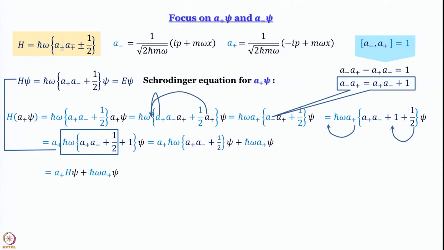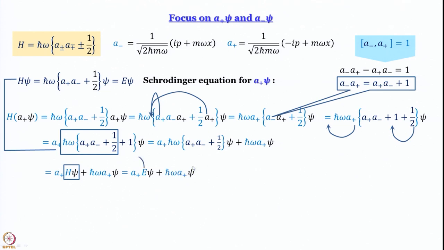What is H psi from the Schrodinger equation? H psi is equal to E psi. So, instead of this H psi, I am going to write E psi. So, I will get A plus operating on E psi, where E is a number, the eigenvalue of the Hamiltonian, plus H cross omega A plus psi.